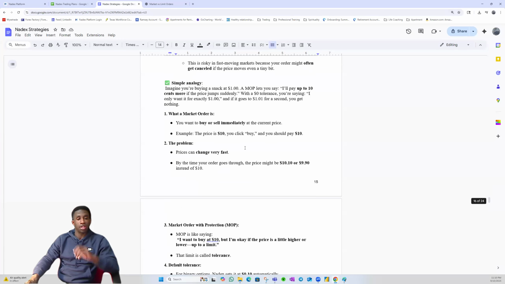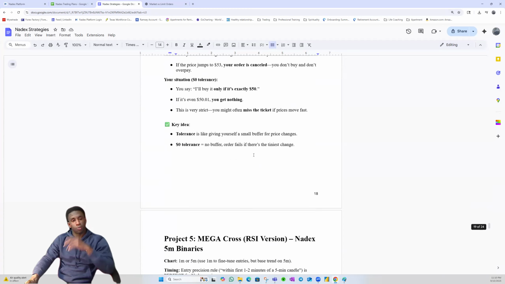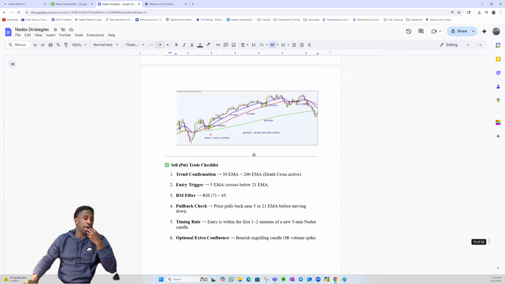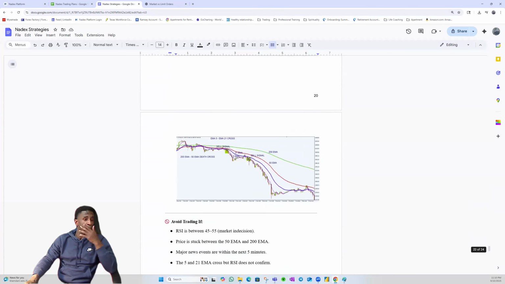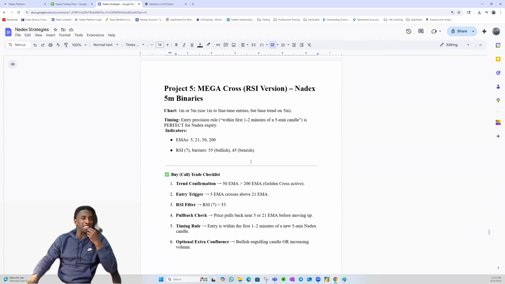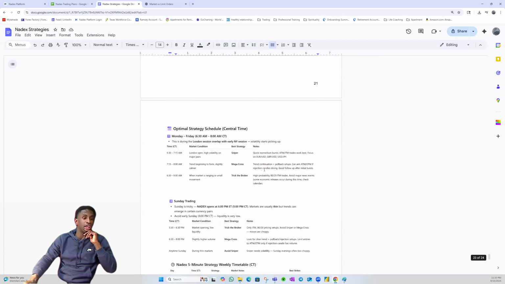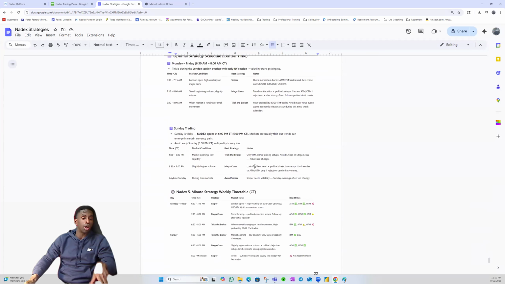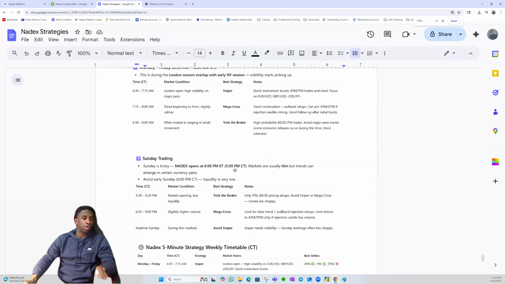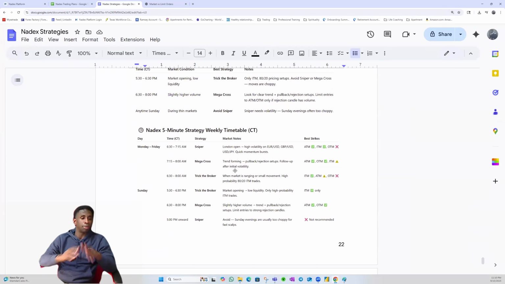And here are some of my notes that we talked about. I was using this strategy, which is a good strategy, the mega cross, but I just couldn't tell when to get in, bro. But the Trick the Broker has been really helpful. I've always used it for a long time. It's very helpful. Trick the Broker, I think is good. Any time of the day, honestly.